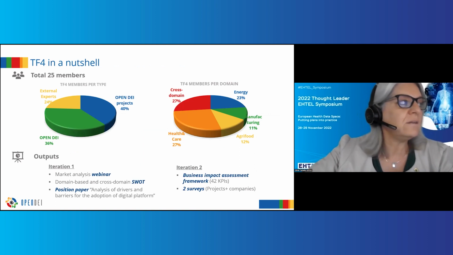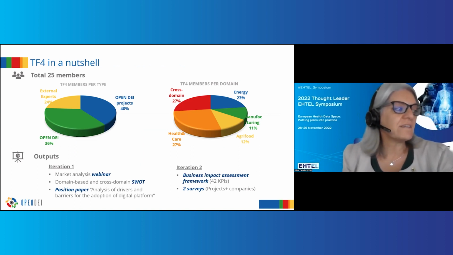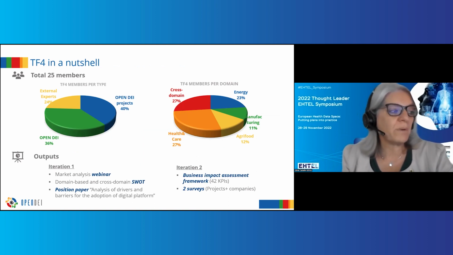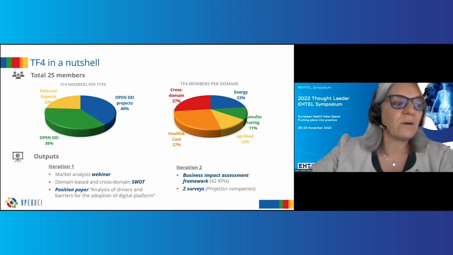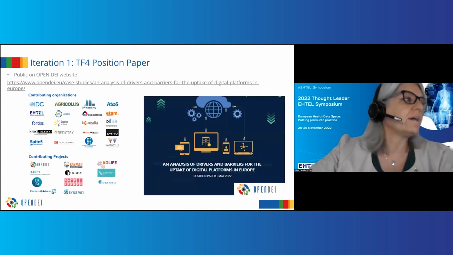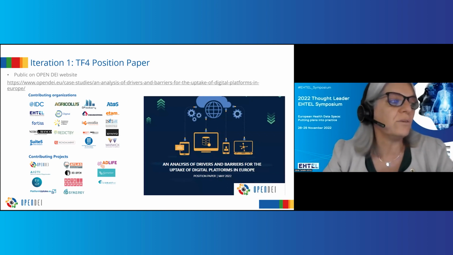Here you can see in a nutshell that in task force 4, 24 members participated, and in the first iteration, the results were one webinar to talk about market analysis and the SWOT, and a publication of a position paper with analysis of drivers and barriers for the adoption of digital platforms. And in the second iteration, in collaboration with experts and with 2 surveys, the task force identified a business impact assessment framework composed of 42 KPIs for business impact. And here you can find the organizations that contributed to this white paper, and you can find the URL where you can find the document commented on before.